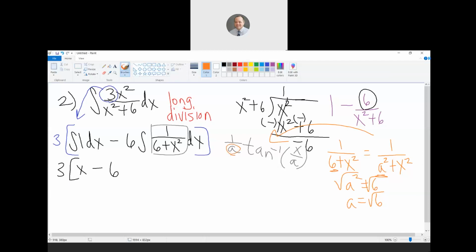So let's plug a into our inverse trig function formula. We have 1 over square root of 6, inverse tangent of x over square root of 6. And because we're not plugging in any limits of integration, you put a plus c to denote any constant.